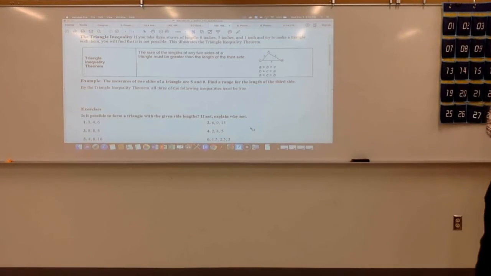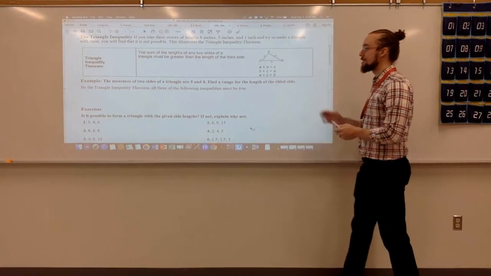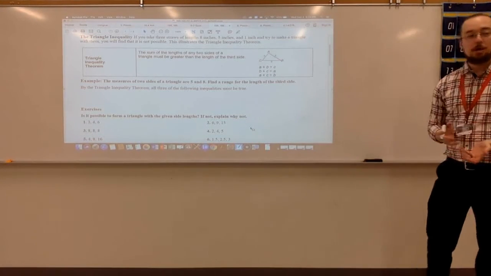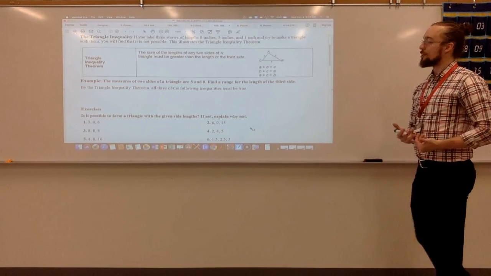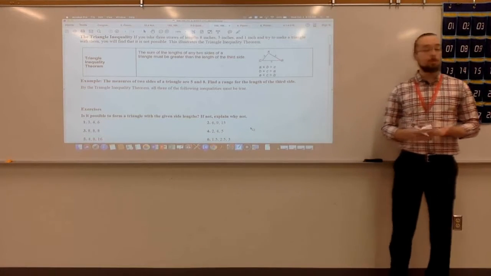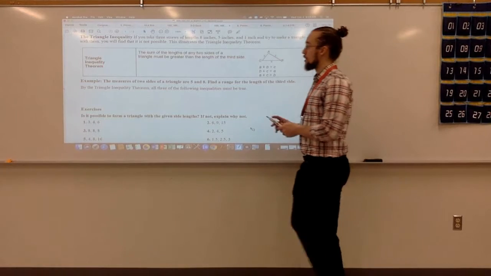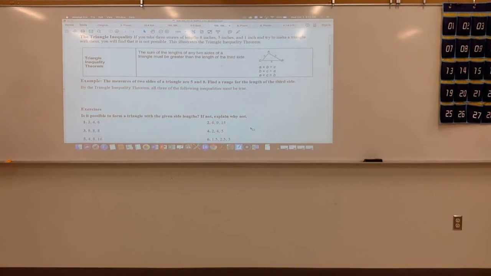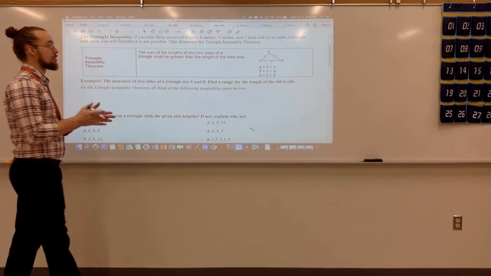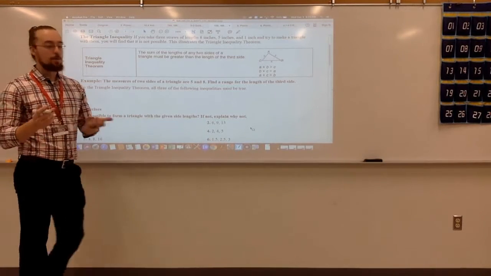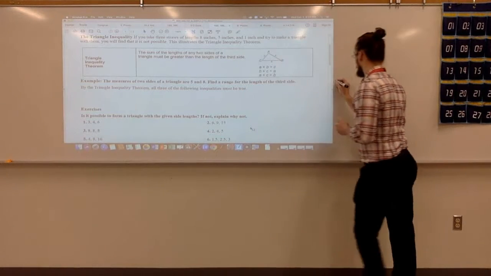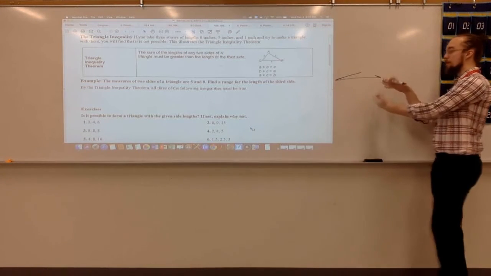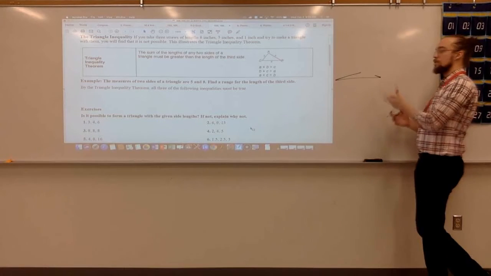The triangle inequality theorem says that the sum of any two sides of a triangle has to be greater than the third side. Otherwise, we wouldn't be able to make a triangle. In the example they give up here, if you take 3 straws of 8 inches, 5 inches, and 1 inch, and try to make a triangle, that would be impossible. There's no way for me to make a triangle out of those 3 sides.